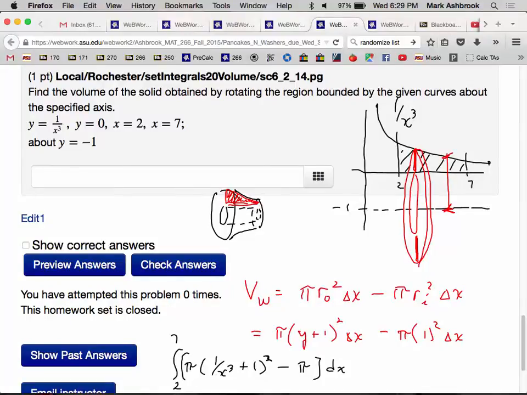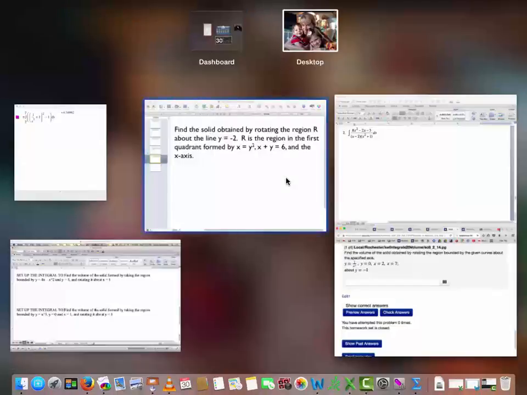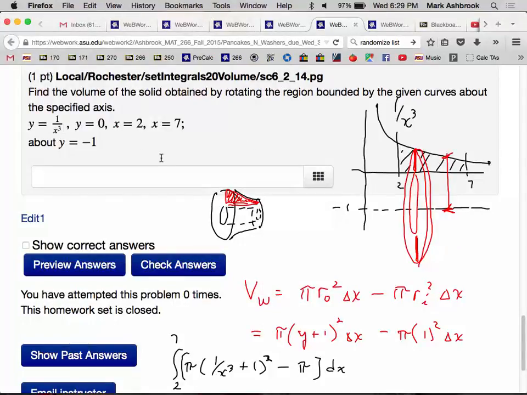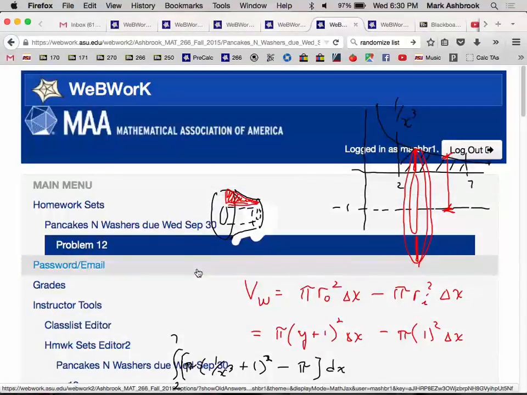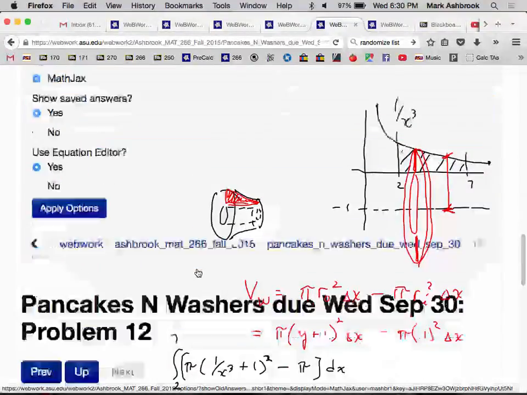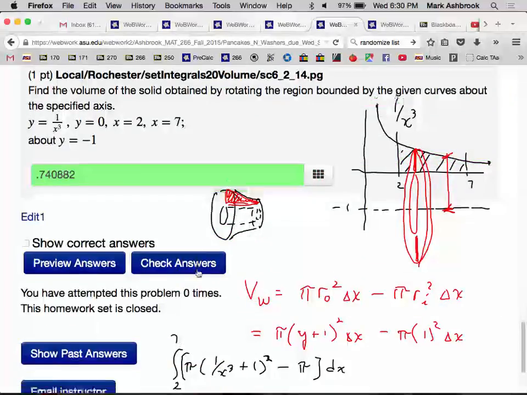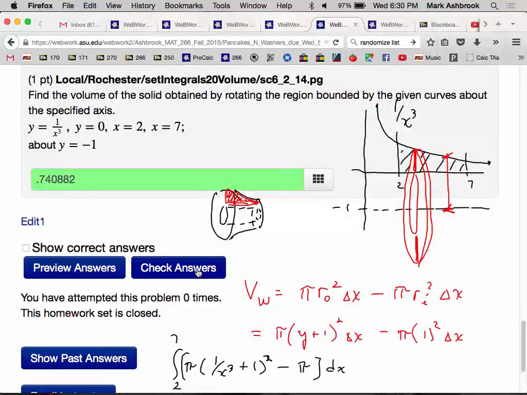So I had the pi's there, and I just factored it out. I think I got 0.740882. You'll be so mad, right? So I don't know. It worked for me. So I'm happy to sit down with you and look at it.